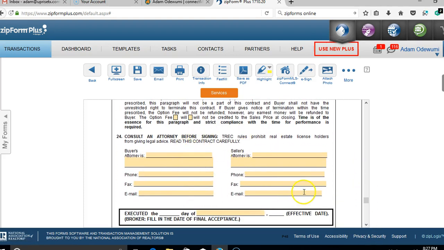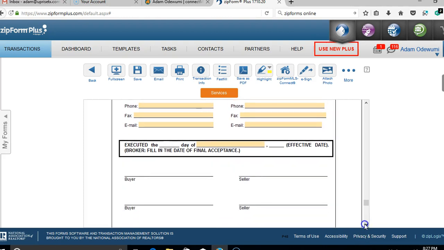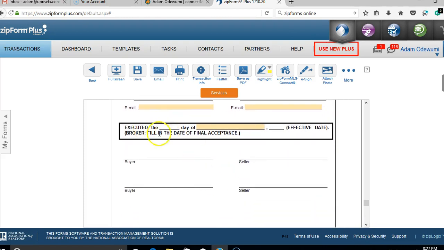Here's the information you're going to put if there's an attorney involved. Okay. This is the part where the deal gets executed. Executed means that once both parties sign, the agent whose client signed last, let's say the buyer signed first and then the seller signs last, that agent is the one that puts in the date that the seller signed.